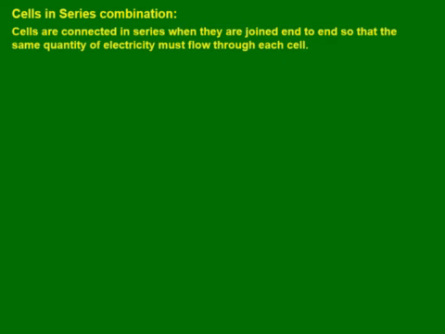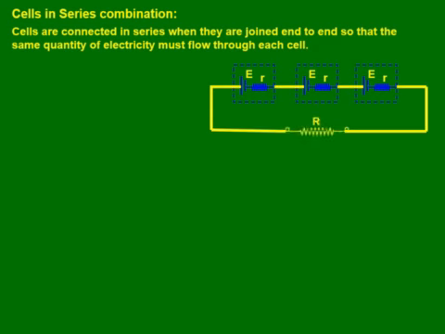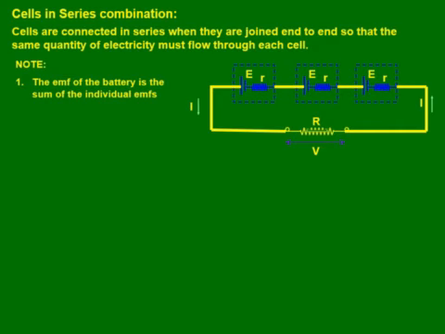Now I'll talk about cells in series combination, or you can say this is series grouping. Remember, a number of cells together is also known as a battery. So when the cells are connected in series, positive to negative, end to end, then it is known as a series grouping. Let's see. There are 3 cells connected here across a capital R. You can see the same current is flowing through them. The terminal PD is capital V. So you can see the EMF of the battery is the sum of the individual EMFs.